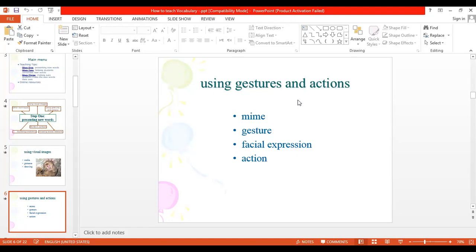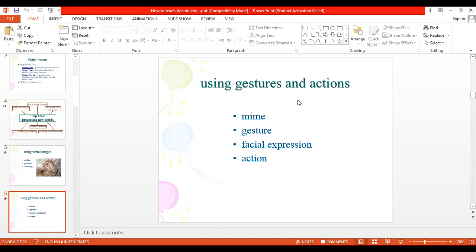Okay, and what about facial expressions? So let me say something. Everything of these, miming or gesture, facial expressions, or action, all of these are like acting, but we have differences between those. Yes, Miss Fatma, you can share your ideas.